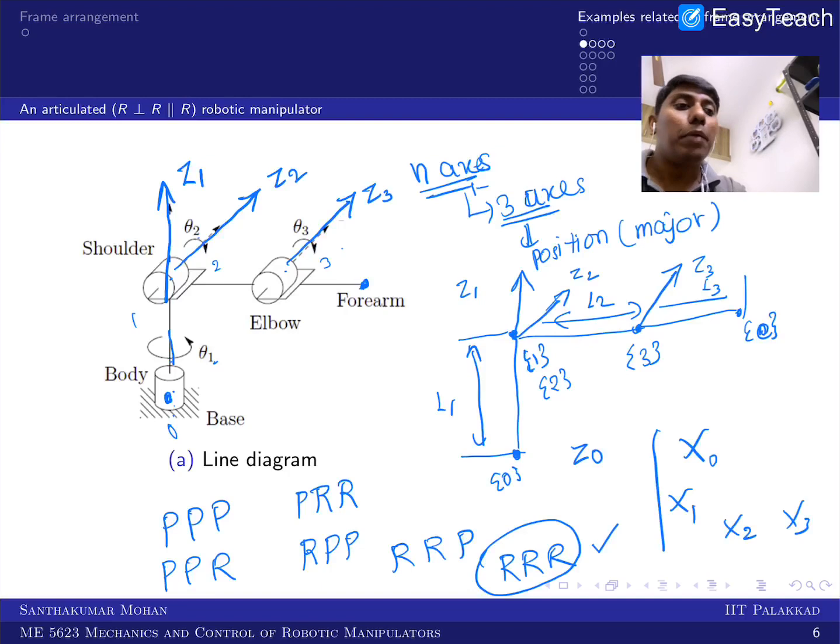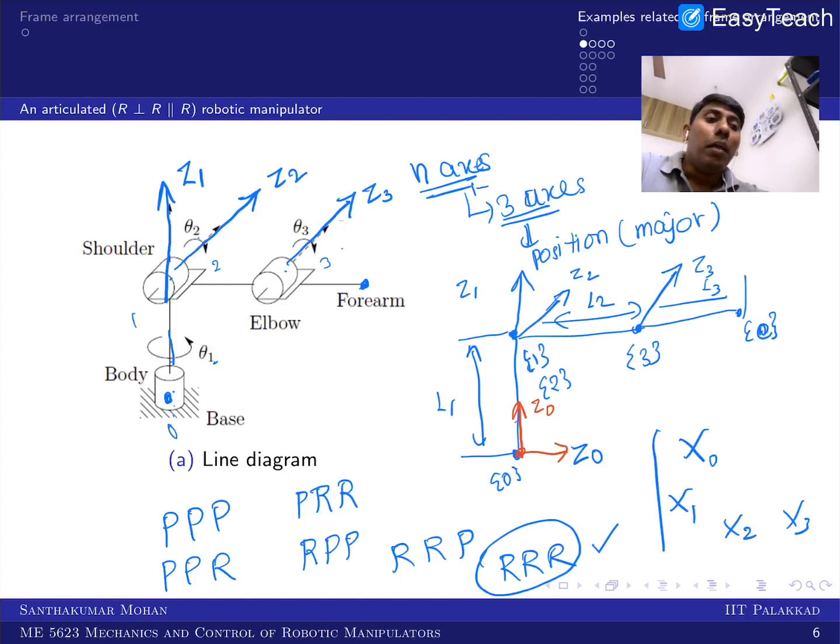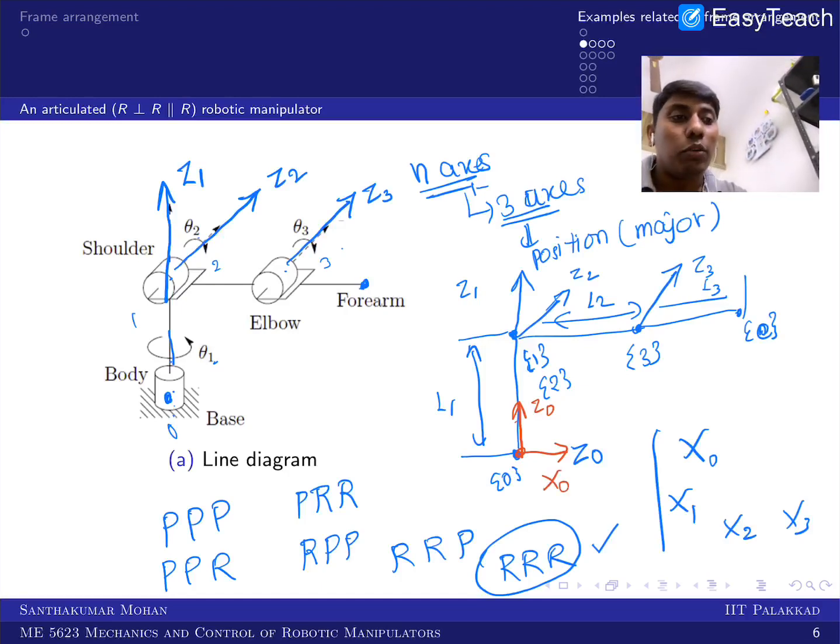Okay, so I am conveniently taking z0 as parallel to z1, because that is the convention. Vertically going upward is your vertical axis, and this is your x-axis. Right now we cannot straight away take the x-axis, but as per the rule, z1 and z0 are parallel, so I can conveniently take whatever preference for x0. So x0 I fix it.